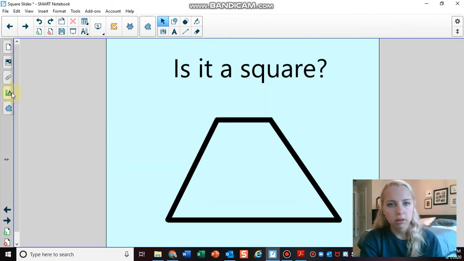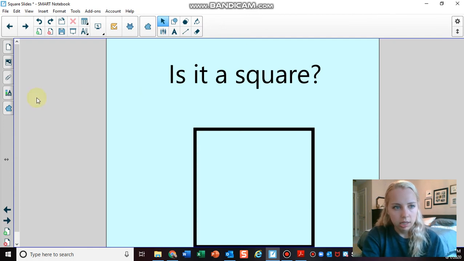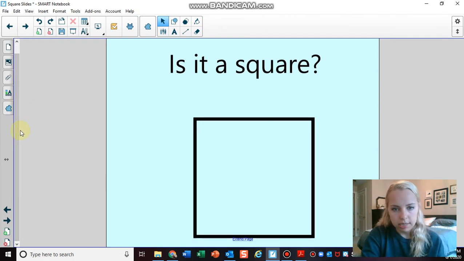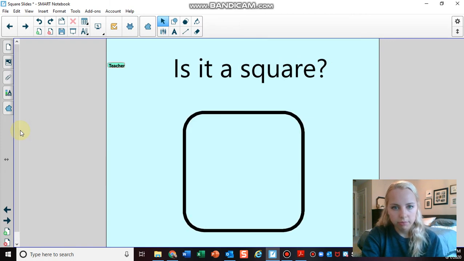Is this a square? No, it does have 4 sides, but the angles are not right angles and the sides are not equal. Is this a square? Yes. All sides are equal and all angles are right.